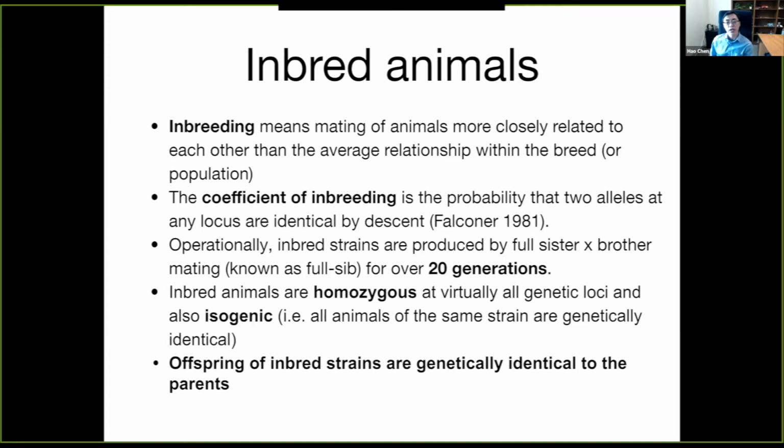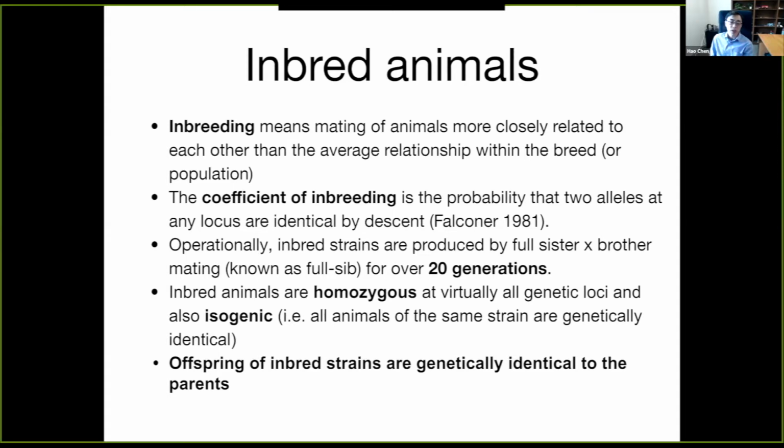But operationally, inbred strains are produced by full sister-brother mating for over 20 generations, which is also known as full sib mating. So if you generate a pair of breeders, and you just keep full sister and brother mating for over 20 generations, in the end, the individuals in this population will have virtually identical alleles at any location on the genome. That means they're homozygous at virtually all genetic loci.